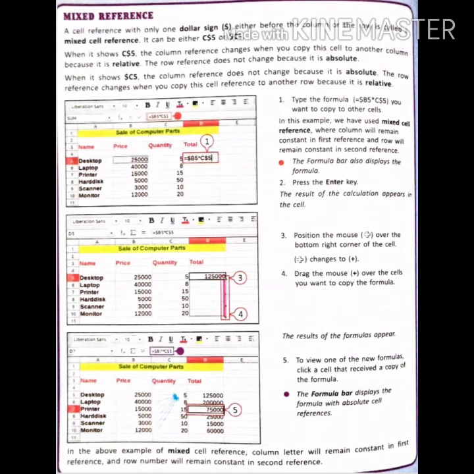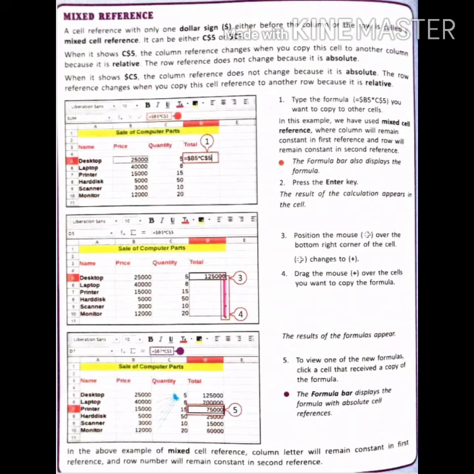Mixed reference. A cell reference with only one $ sign before either the column or the row is called a mixed cell reference. It can be either C$5 or $C5. When it shows C$5, the column reference changes when you copy this cell to another column because it is relative. The row reference does not change because it is absolute. When it shows $C5, the column reference does not change because it is absolute. The row reference changes when you copy this cell reference to another row because it is relative.